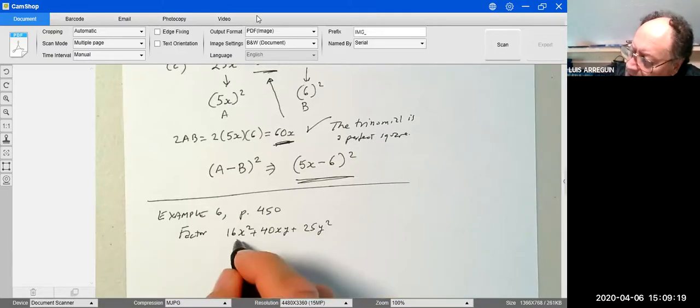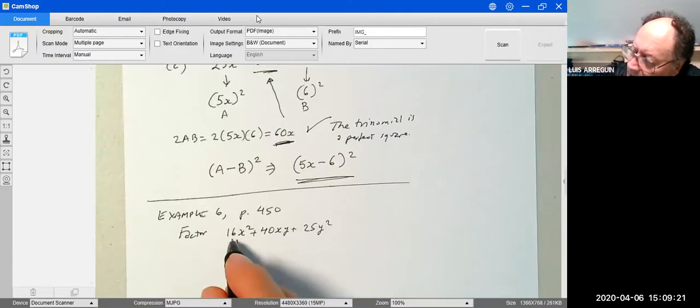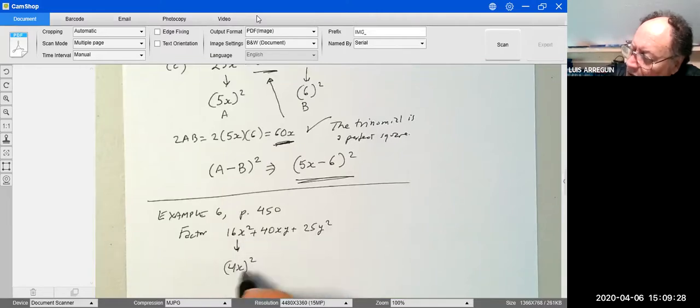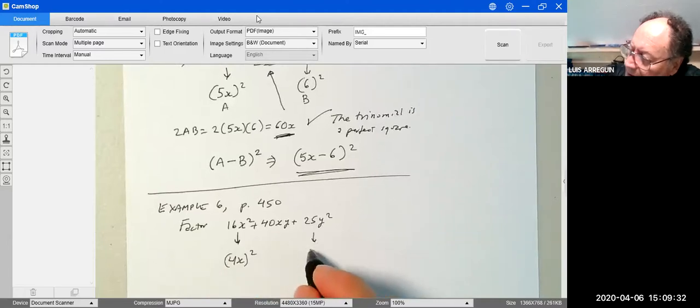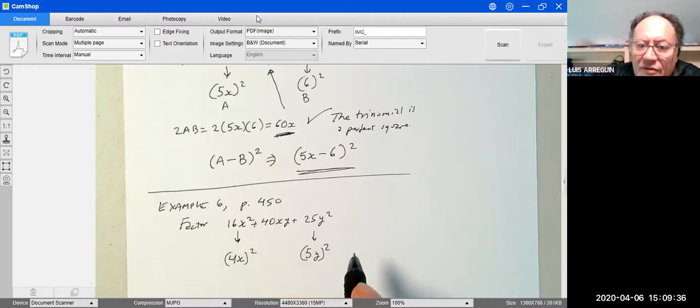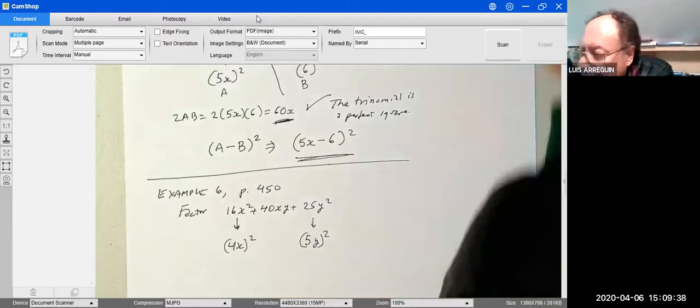We don't know. Let's find out. We're going to have to rewrite the first term as a perfect square. It's going to be 4x, because when you square 4x, you get 16x squared. Here you're going to write 5y, because when you square 5y, you're going to get 25y squared.